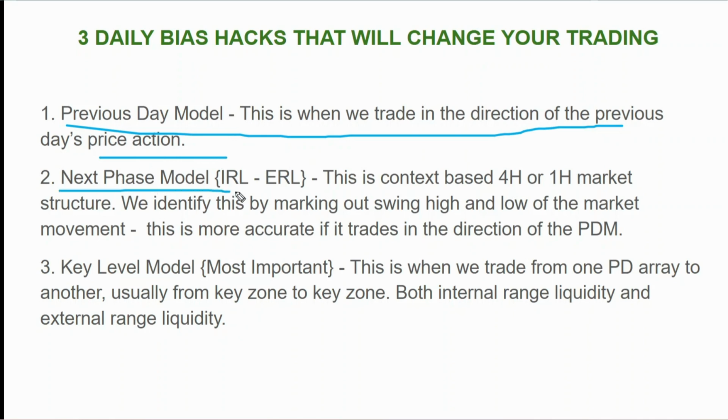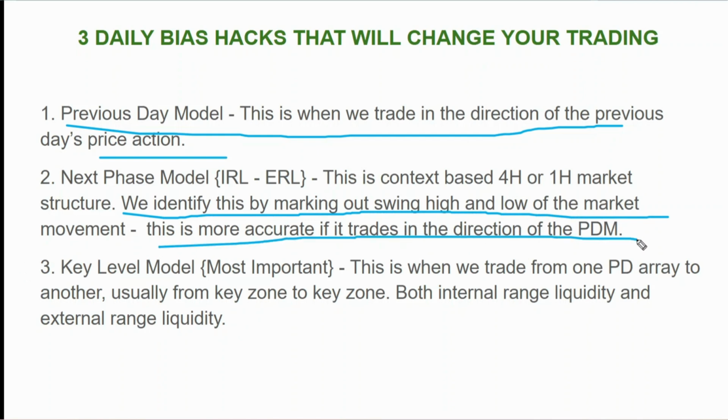The next phase model is trading the internal range liquidity and the external range liquidity. Now in this context, this is actually context based trading and it is based on the 4 hour and the 1 hour market structure. So how do we trade this? We identify this by marking out swing high and swing low of the market movement. This is more accurate if it trades in the direction of the previous day model. We'll go into that in a bit.